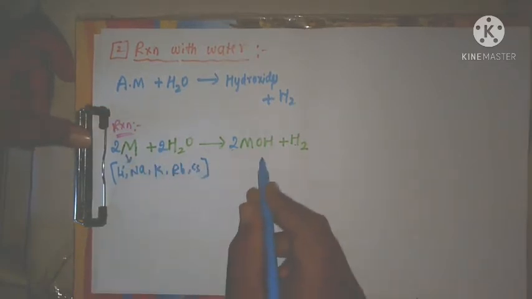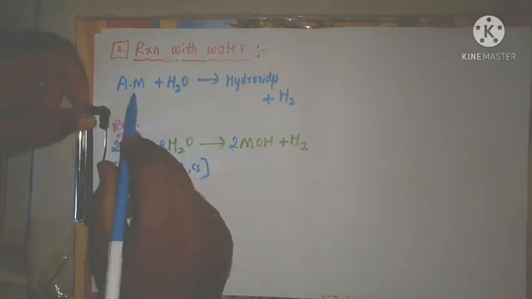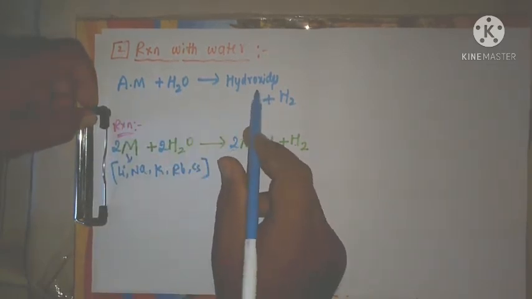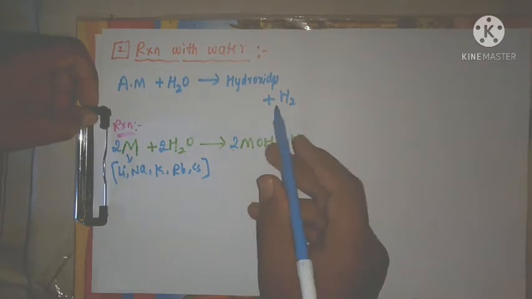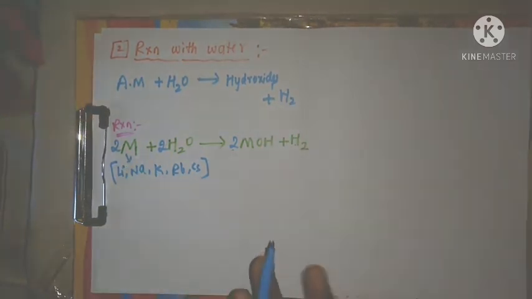Right, this is the reaction with water. How to explain? When alkali metals react with water, they form the corresponding hydroxide and release hydrogen gas. That is the reaction you have to write. Now next we will go for the third one, as the second one is over.